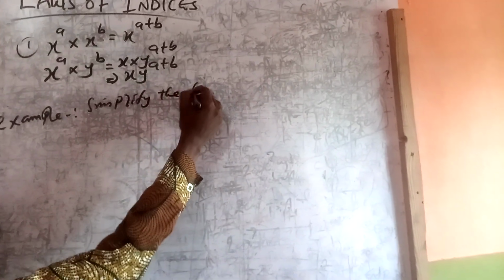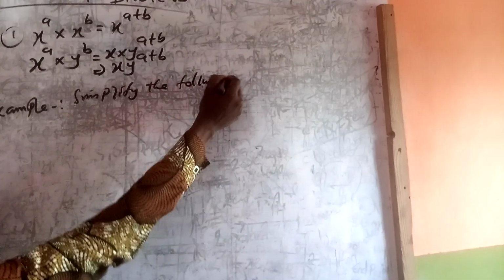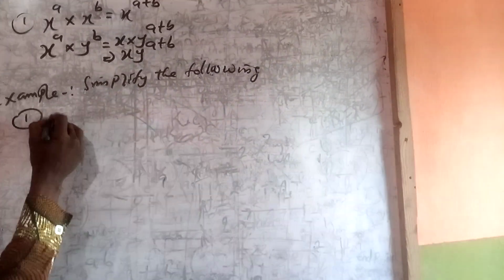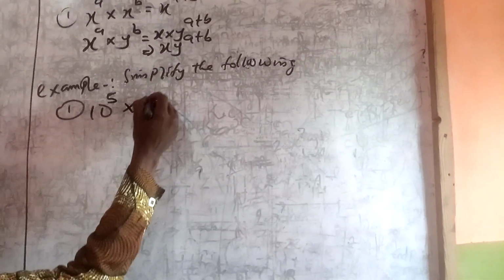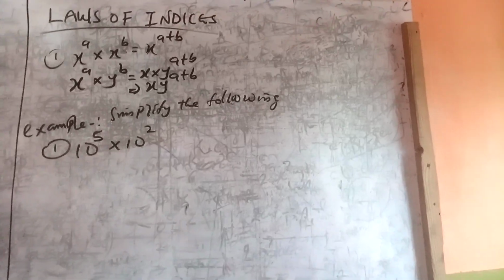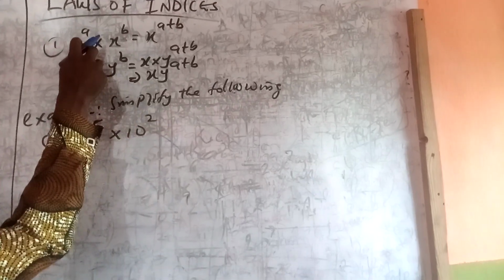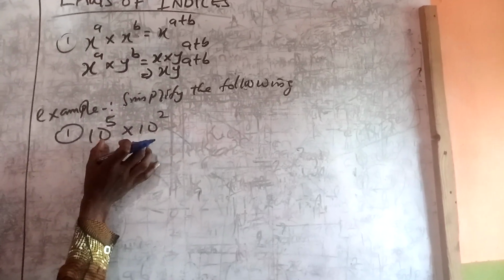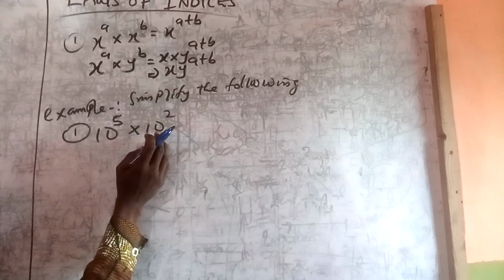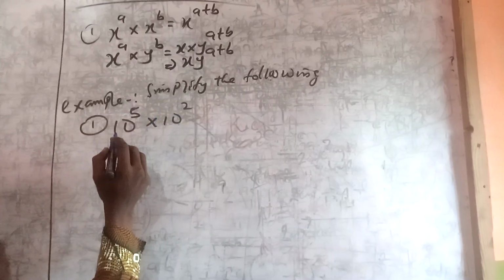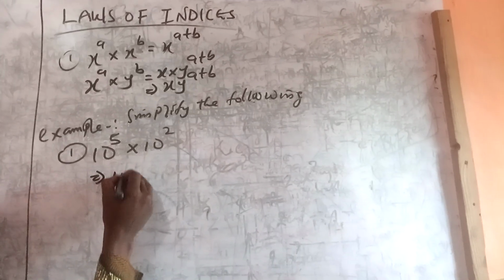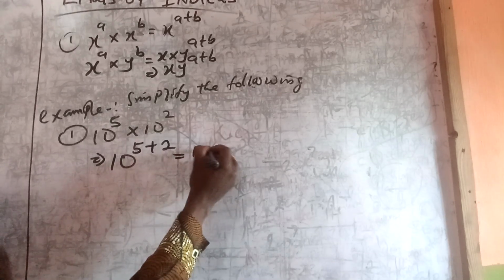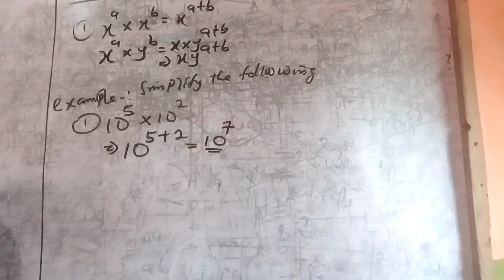Simplify the following. Number 1, we have 10 raised to power 5 times 10 raised to power 2. Now, looking at this example, you discover that it follows the first law of indices. Looking at this critically, what they have in common is the base. They are having 10 as their base. Likewise, this one is also having 10 as its base. So that means I'll just say 10 raised to power 5 plus 2, and my answer will be 10 raised to power 7.